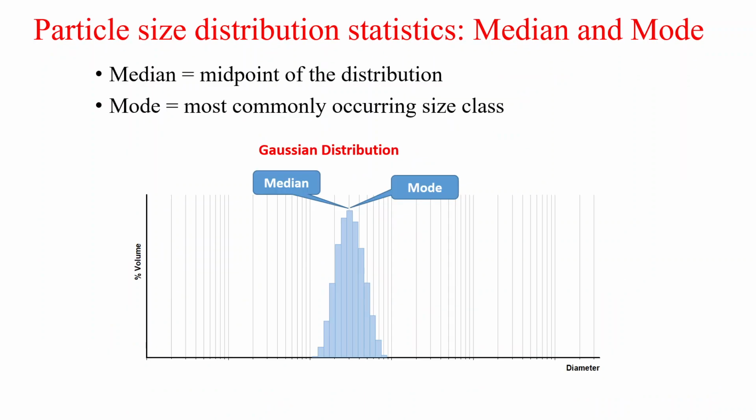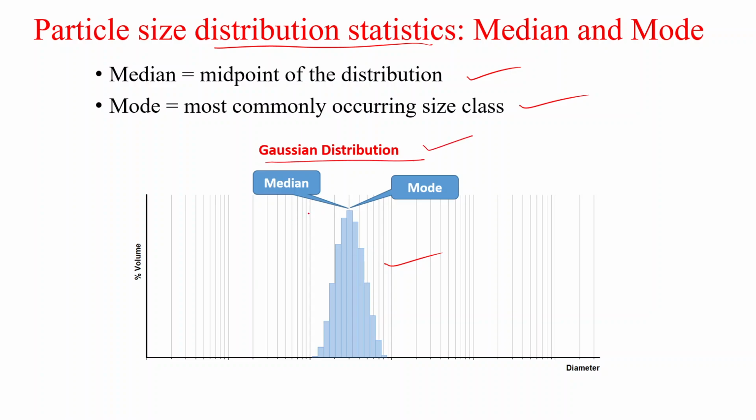Now, what are the values after we have analyzed the sample in the instrument? What all values are we getting, that we will see now, and that is the particle size distribution statistics. So one is the median, that is the midpoint of the distribution. Mode is the most commonly occurring size class. So if a monomodal distribution is there, then the median and mode are at the same point. Here we can see it in the Gaussian distribution.